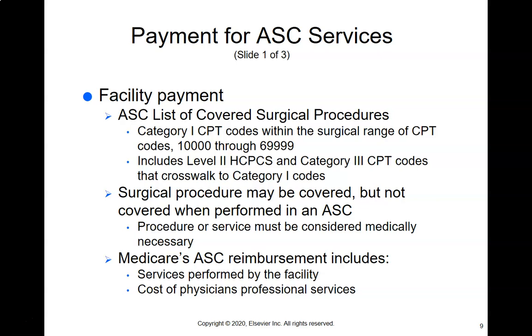The ASC must include charges for the packaged services into the charges reported for the separately payable services with which they are provided. Your facility payment has the ASC list of covered surgical procedures, the Category 1 CPT codes within the surgical range of CPT codes 10000 through 69999. It includes Level 2 HCPCS and Category 3 CPT codes that crosswalk to Category 1 codes. The surgical procedure may be covered, but not covered when performed in an ASC. The procedure or service must be considered medically necessary. And Medicare's ASC reimbursement includes services performed by the facility and the cost of the physician's professional services.